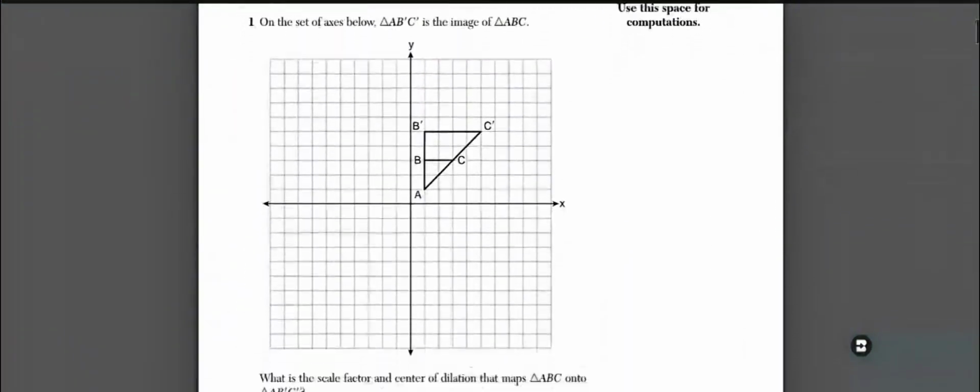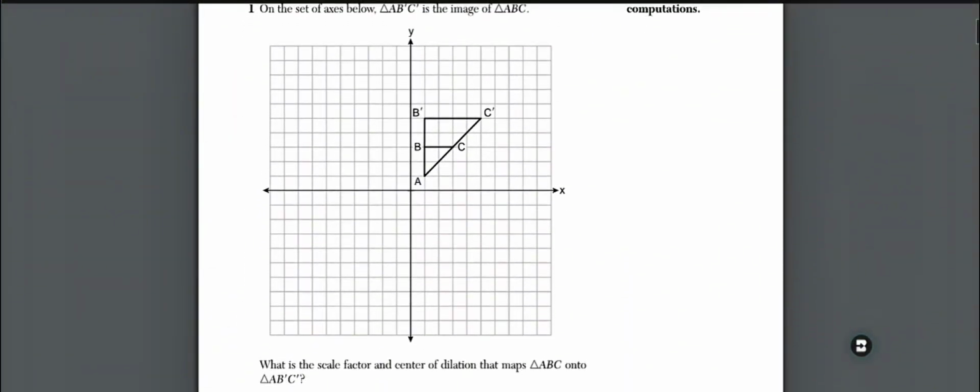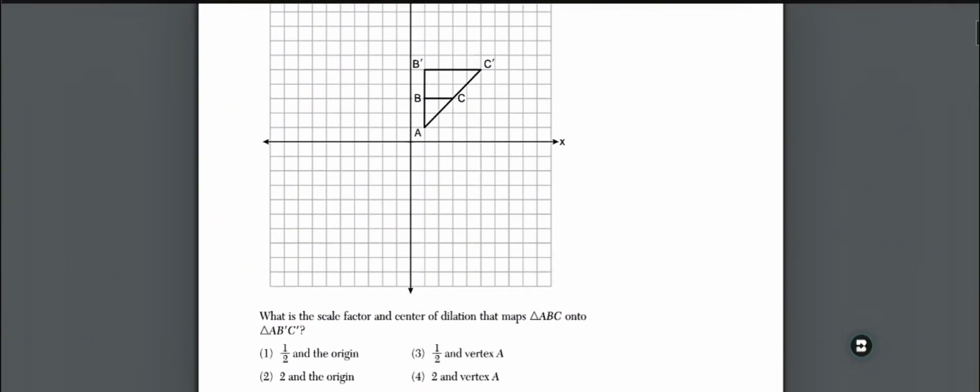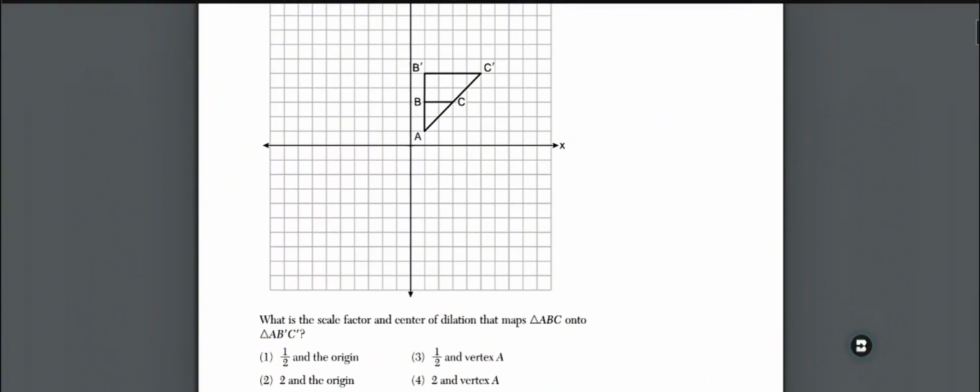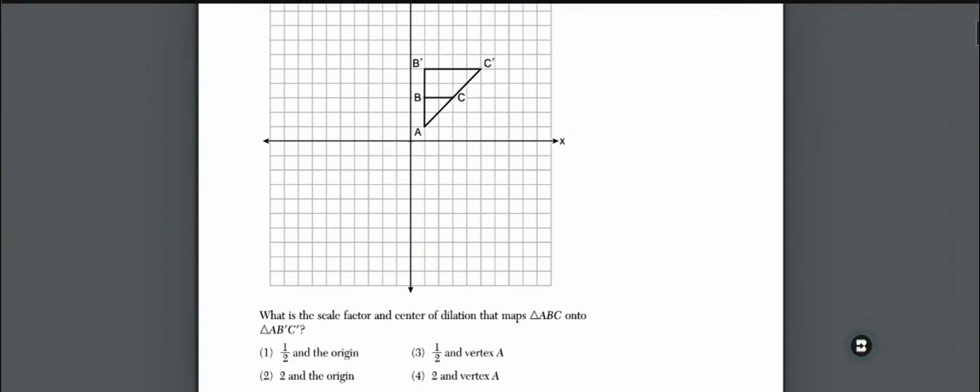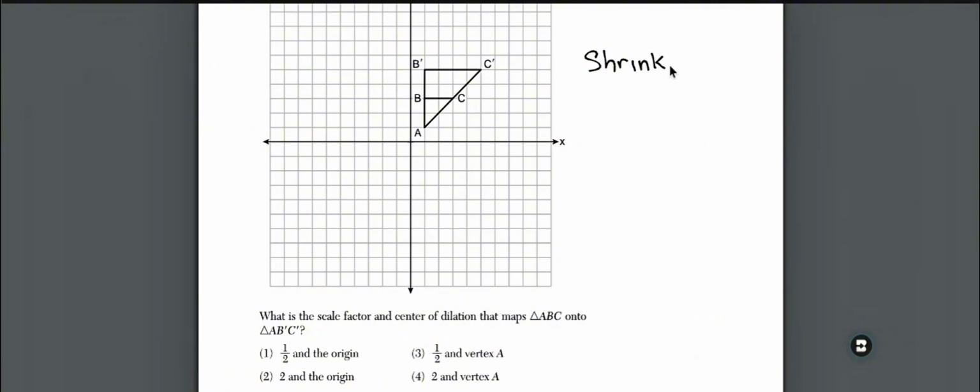So question number 1 asks, on the set of axes below, triangle A, B prime, C prime is the image of triangle ABC. What is the scale factor and center of dilation that maps triangle ABC onto triangle A, B prime, and C prime? So we know it's a dilation. A dilation can either be a shrinkage, where the shape shrinks in size or becomes smaller, or it's an enlargement.